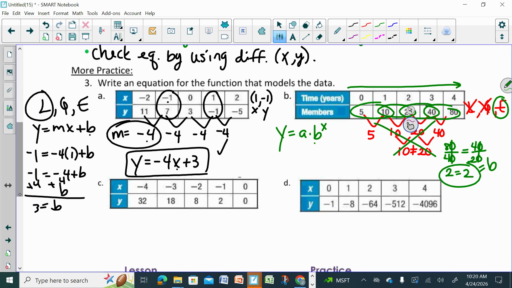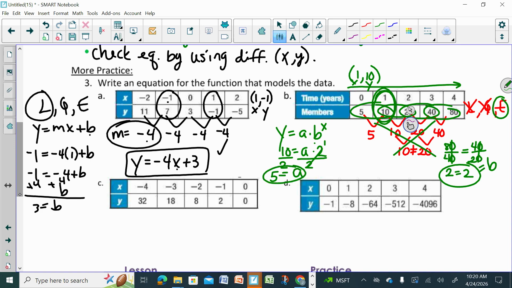So I have my B value. I need to find A. So I'm going to pick any one of these ordered pairs. I'm just going to use (1, 10). I'm going to plug 1 in for X and 10 in for Y. So it's going to look like this: 10 equals A times 2 to the first. Well, 2 to the first is just 2. So I'm going to divide by that number to get A by itself, and A is equal to 5.